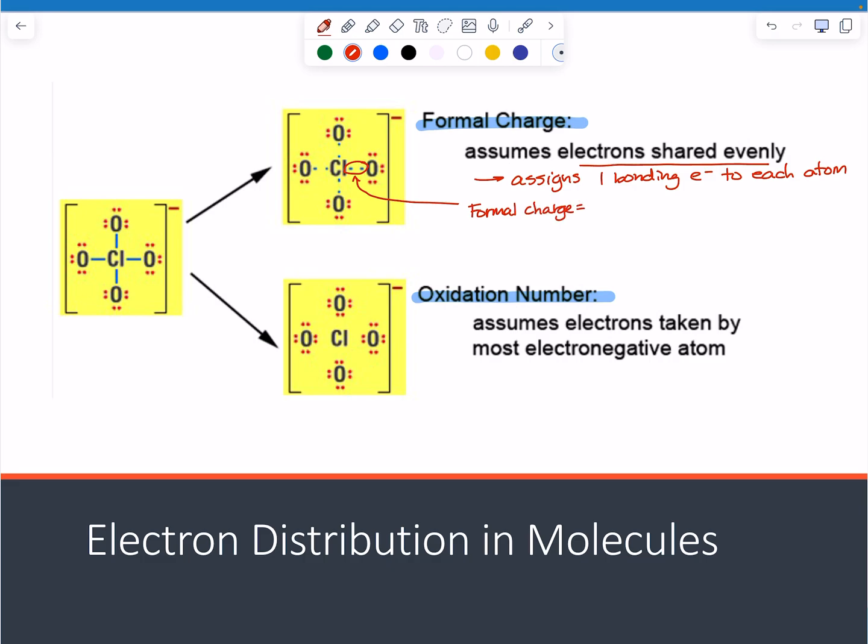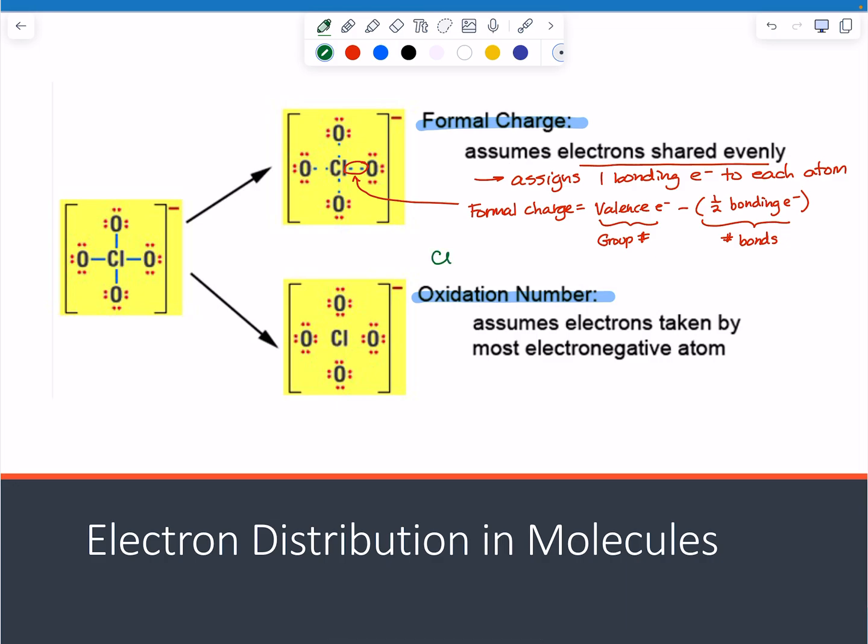Our formal charge is going to be your group number, which gives your number of valence electrons. So we get that from your group number, 1A, 2A, 3A, minus 1/2 of the bonding electrons. But you can also think of this as the number of bonds to that atom. So let's do this for the chlorine and for the oxygen right there.